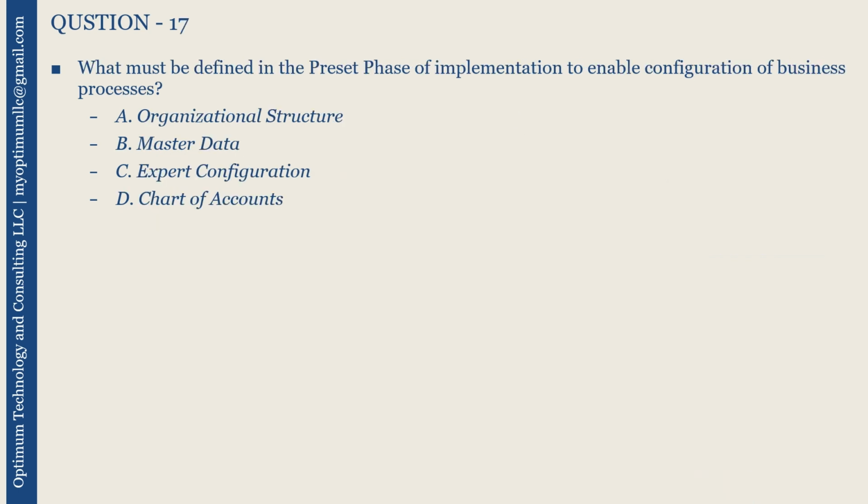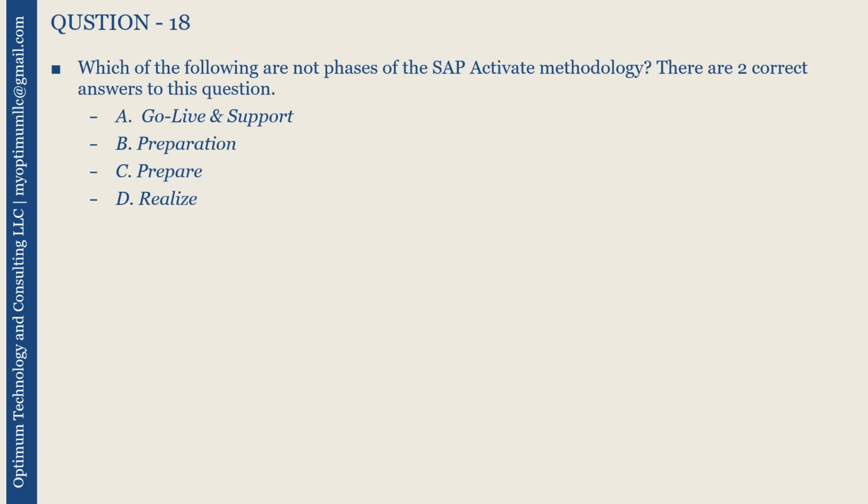Question 17. What must be defined in the prepare phase of implementation to enable configuration of business processes? A. Organizational structure. B. Master data. C. Expert configuration. D. Chart of accounts. Question 18. Which of the following are not phases of the SAP Activate methodology? There are two correct answers to this question. A. Go live and support. B. Preparation. C. Prepare. D. Realize.